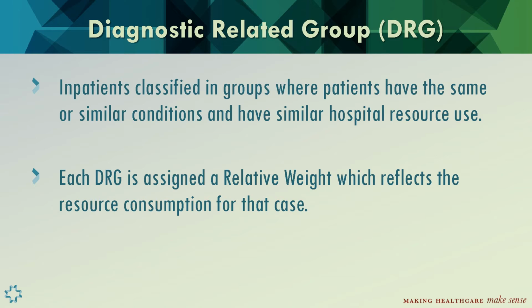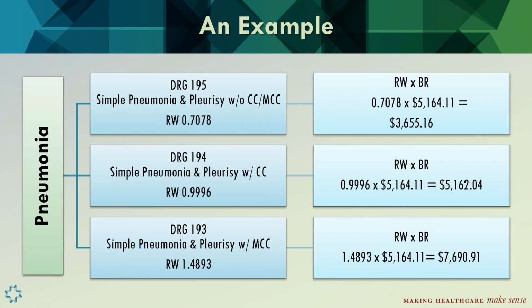DRGs, also referred to as MSDRGs, or Medical Severity DRGs, were revised October 1, 2007 to a 3-tiered system. Here is an example of the 3-tiered system using simple pneumonia, with and without CC-MCC. Notice how the DRG weights differ with a CC and then with a MCC compared with the DRG without CC-MCC. The weights are a reflection of the current national average use of resources for that patient population.